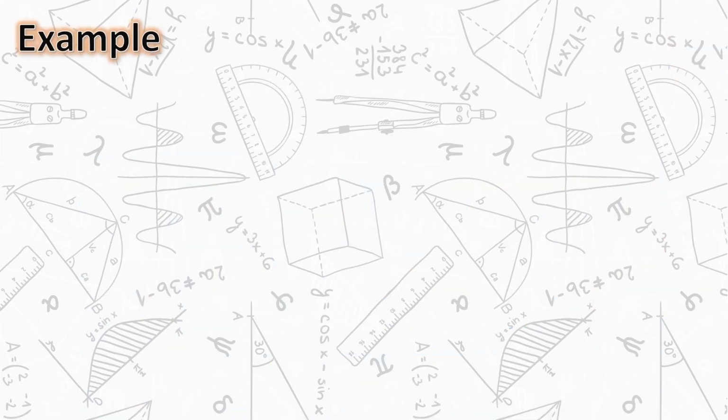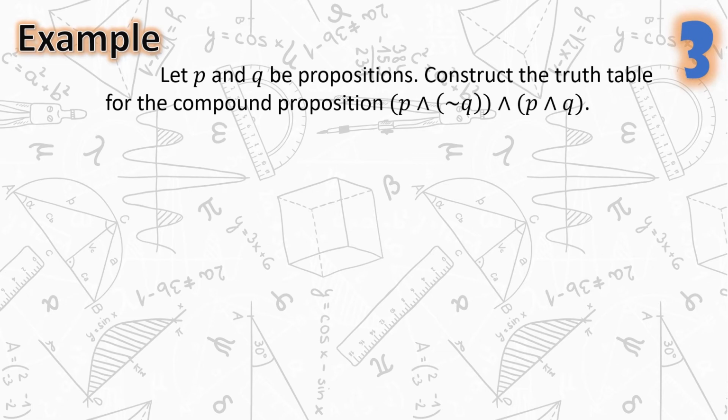Example number 3. Let P and Q be propositions. Construct the truth table for the compound proposition P and not Q and P and Q. So in this compound proposition, we have two propositions P and Q. Then in the arrangement of the truth values for P and Q, we will have 4 rows.